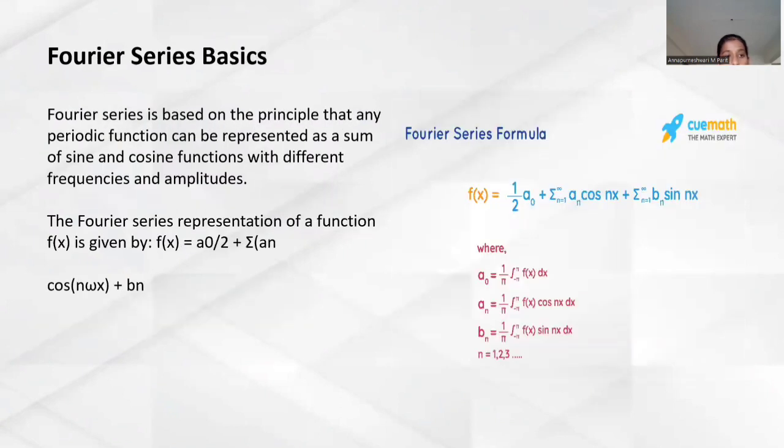Fourier series basis. Fourier series is based on the principle that any periodic function can be represented as a sum of sine and cosine functions with different frequencies and amplitudes. And the Fourier series representation of a function, that is f(x), is given by 1/2 a0 plus summation an cos nx plus summation from n equals 1 to infinity bn sin nx, where n is equal to 1, 2, 3.